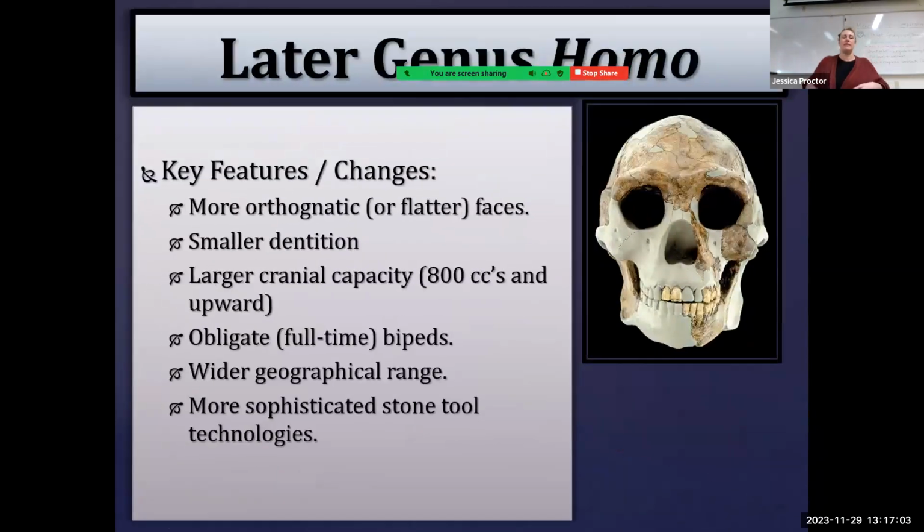Okay, so just to review a little bit, as we transition from early members of genus Homo into later members of genus Homo, so essentially Homo habilis into Homo erectus. Some of the key changes we're going to see in the anatomical features: a flatter, more orthognathic face. Remember, the earlier forms, the Australopithecines and the pre-Australopithecines, have a prognathic face.